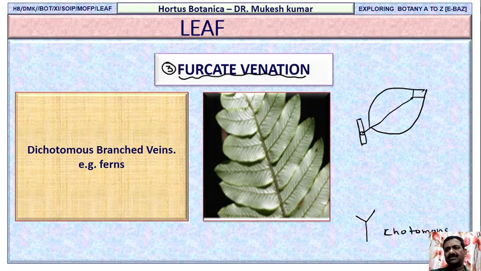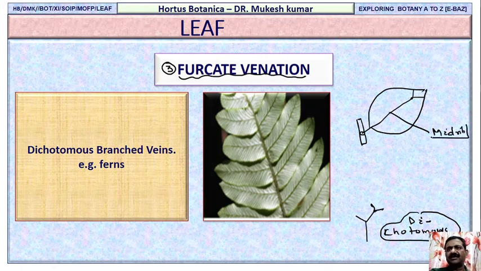Dichotomous means branching. And how many branches are there? This is two, so this is called dichotomous. When two branches are there, what will you term it? Dichotomous. Again, this is branching, dichotomous. See, the midrib is here, and this midrib is divided into two. So this is dichotomously branched.